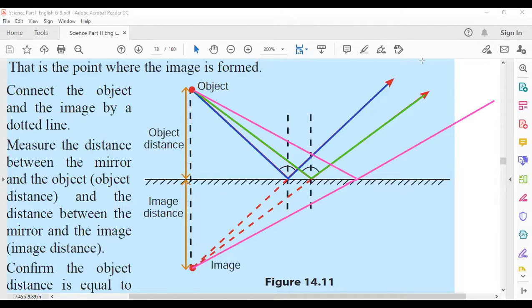Remember, in the exam paper, they will not ask you to draw this. Okay.